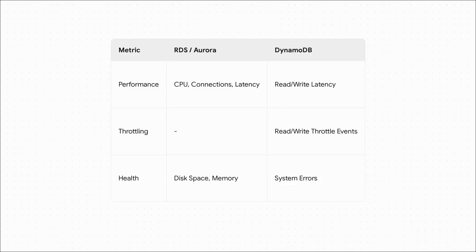So what should you actually be looking at? Well, it really depends on the type of database. For your relational databases, your RDS and Aurora instances, we're focused on performance classics: CPU, the number of connections, and query latency. But for something like DynamoDB, the game changes. It's all about read and write latency, and, this is a big one, throttle events. And of course, for both, you've got to watch the basics, the health vitals, like running out of disk space on RDS or system errors in DynamoDB. These are the absolute must-haves.